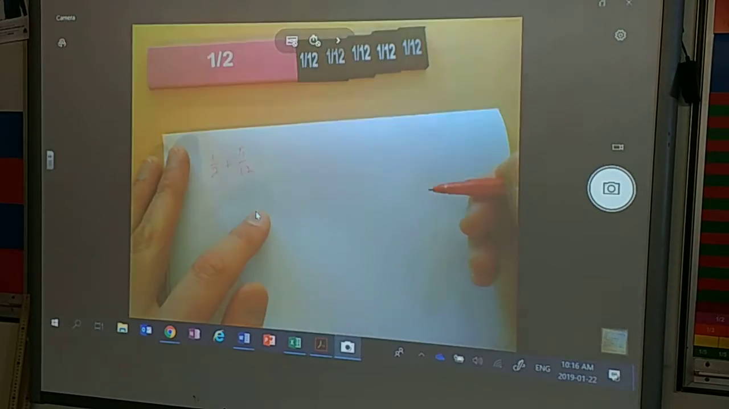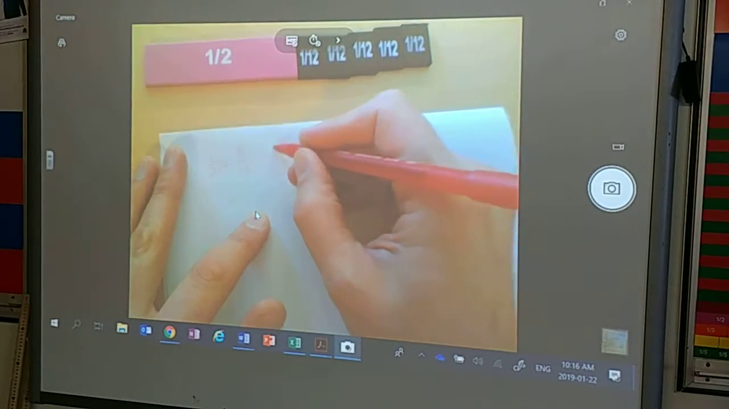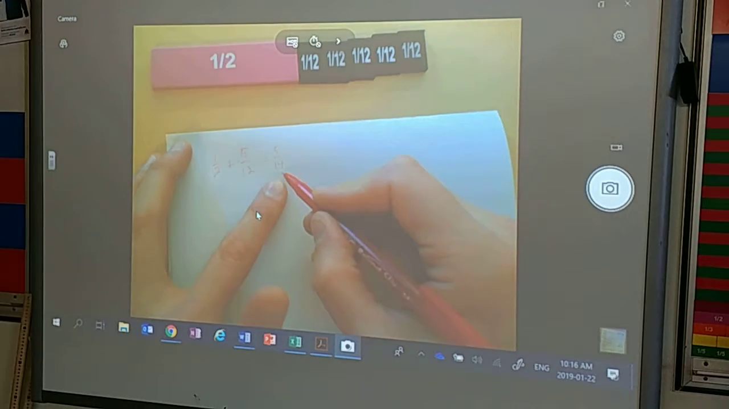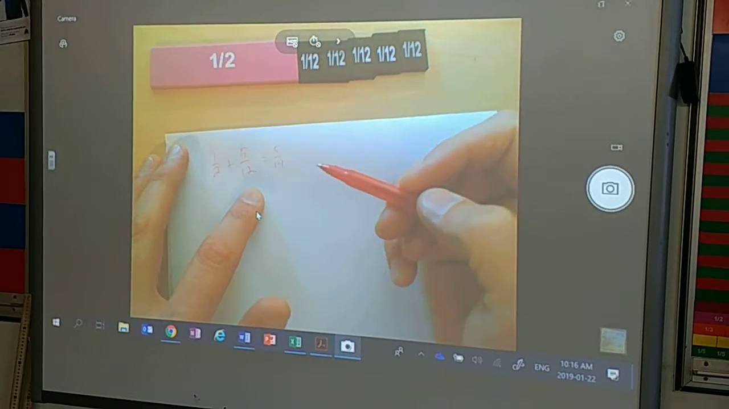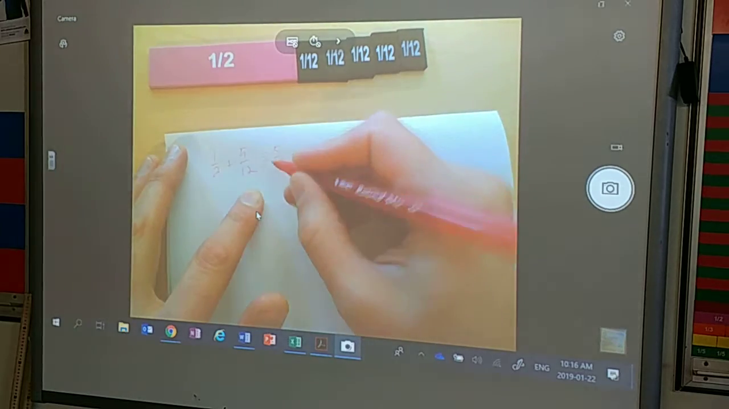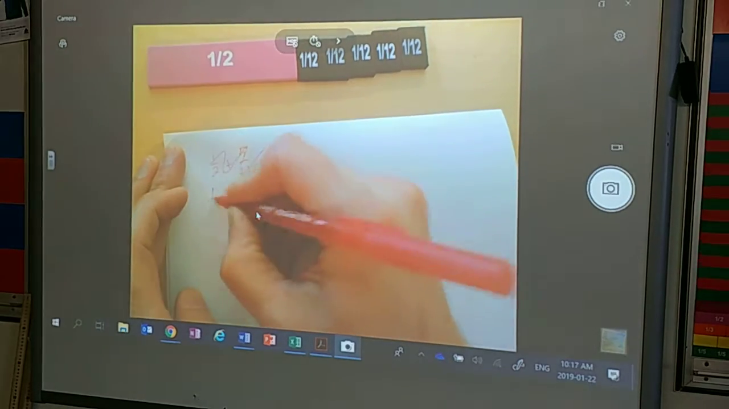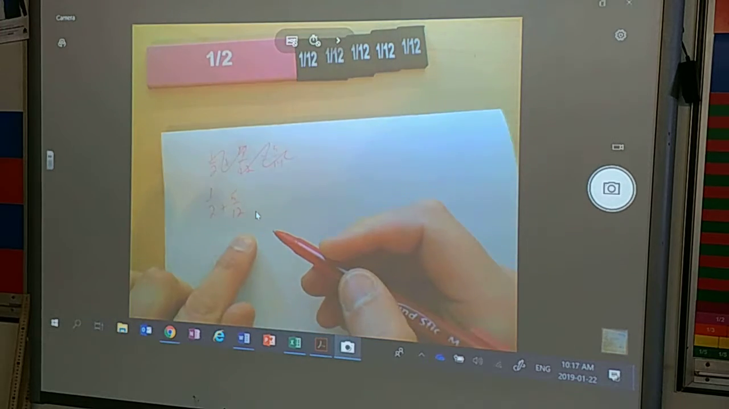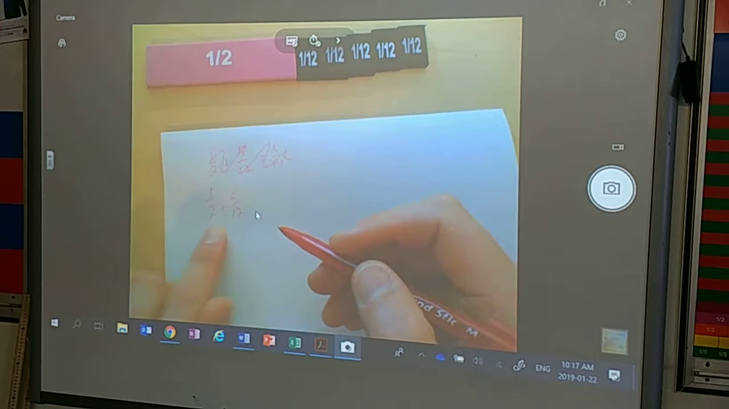Now we know Johnny always does it wrong. Johnny just goes 1 plus 5 and 2 plus 12, and he goes like this. But where did he get 14ths from? Well, he added the bottom. We don't need to add the bottom, and here's why. Let's start over. If I have 1/2 and 5/12, I need to get the denominator the same.